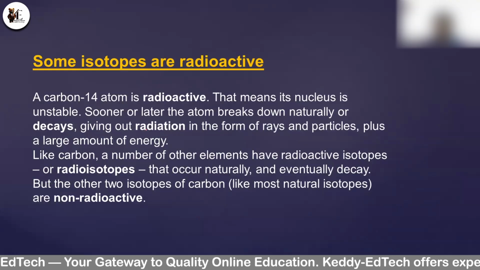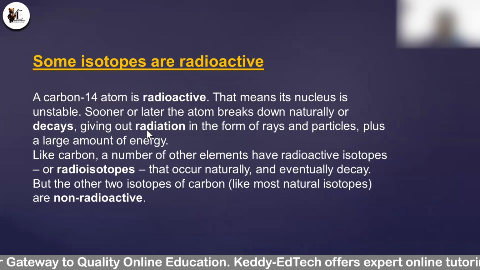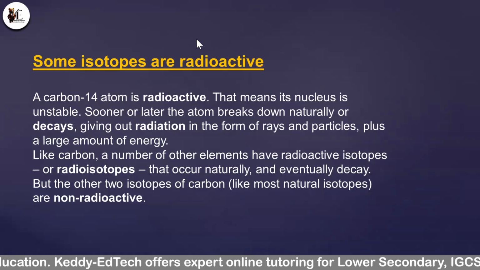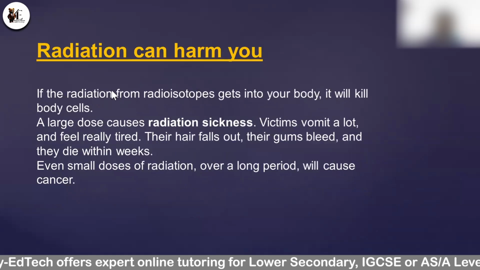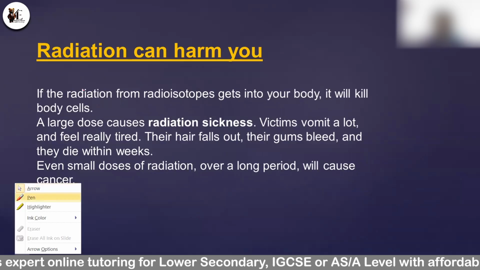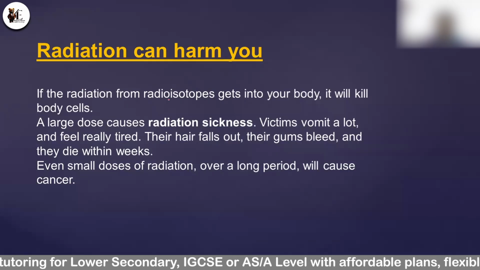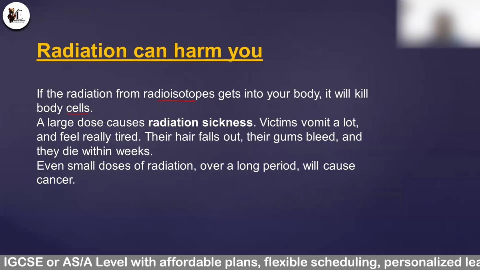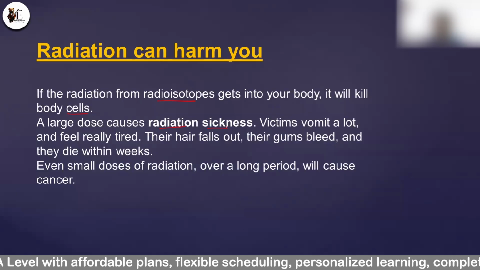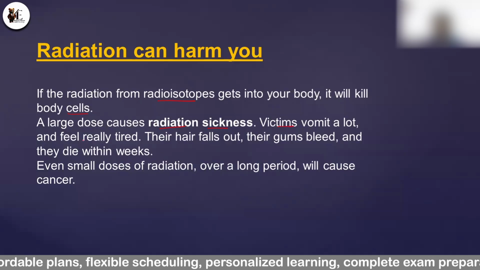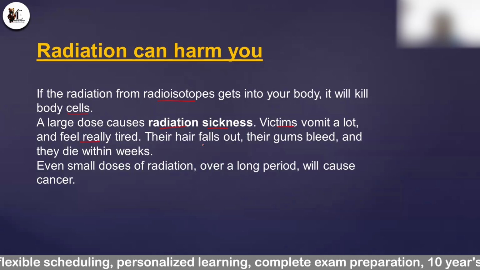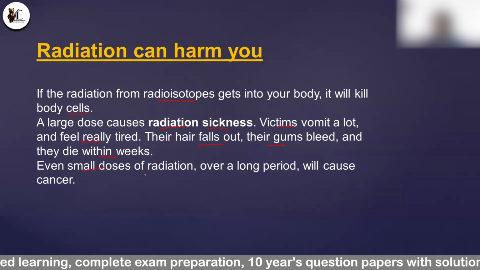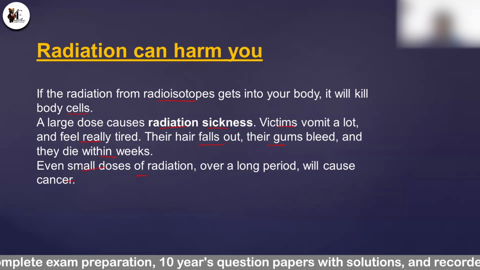In the last class, we were studying what isotopes are, right? And some isotopes are radioactive, right? Yes. So these radiations which come from the radioactive elements can harm us. If the radiation from radioisotopes gets into our body, it will kill our body cells. At a large dose, it causes radiation sickness. Victims vomit a lot, they feel really tired, their hair falls out, their gums bleed, and they die within weeks. Even small doses of radiation over a long period will cause cancer.